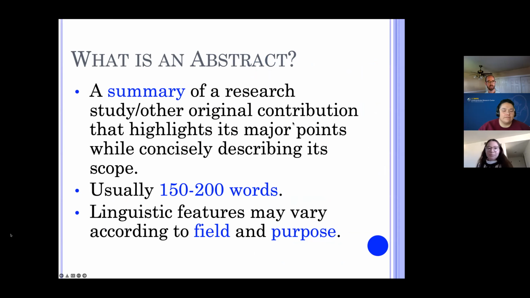It's a summary of a research study or other original contribution that highlights its major points while concisely describing its scope. And the key here is original contribution. Where a lot of students tend to go wrong, when I teach upper division STEM writing classes and research papers, is they start writing their abstract first, as if it's an introduction with a lot of background, literature review content in there, and that's not the focus of this.